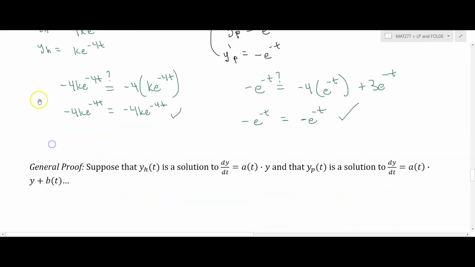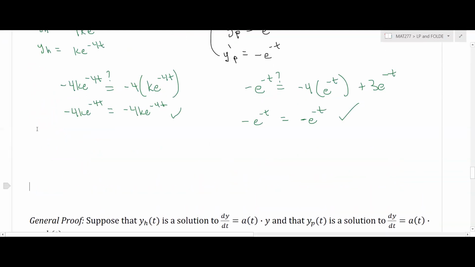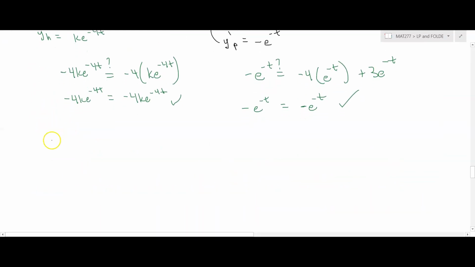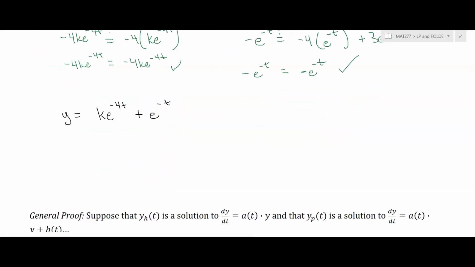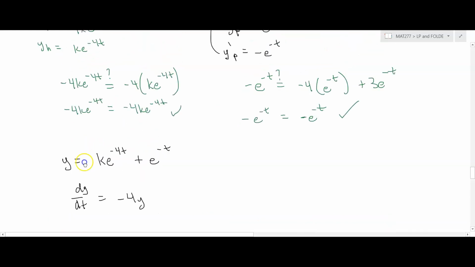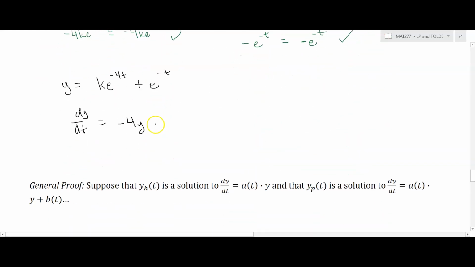So in order to do that, I'm going to have to look at the general solution, which is y equals the sum of the two functions. The homogeneous is k e to the negative 4t. If I add to that the non-homogeneous, the y sub p, which is e to the negative t, I want to check, is this a solution of dy dt equals negative 4y plus 3e to the negative t?